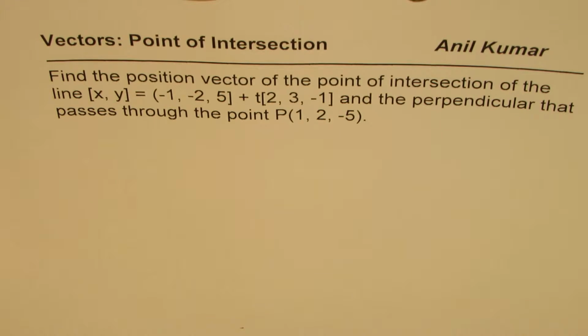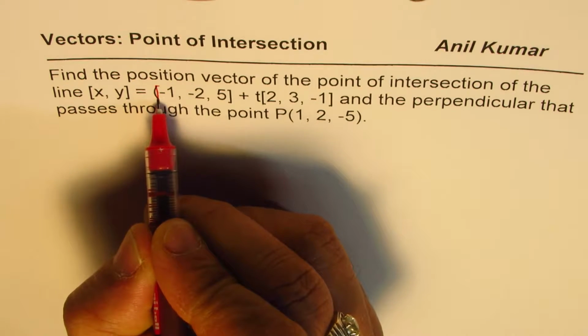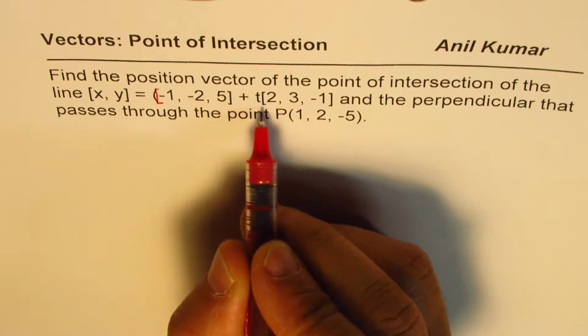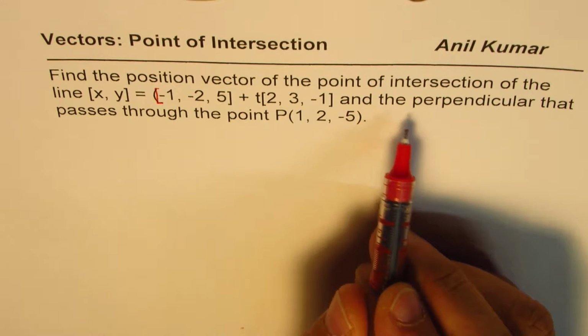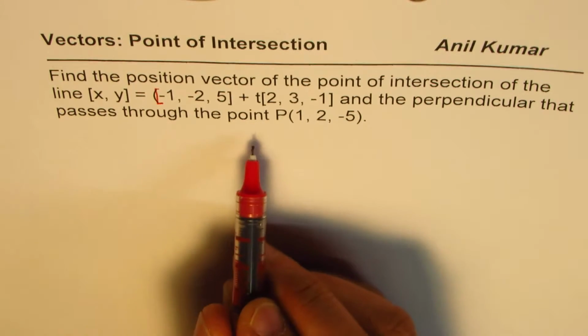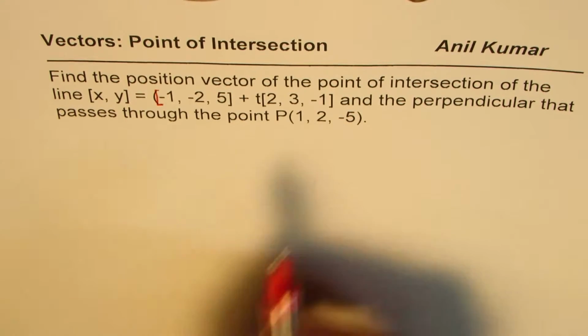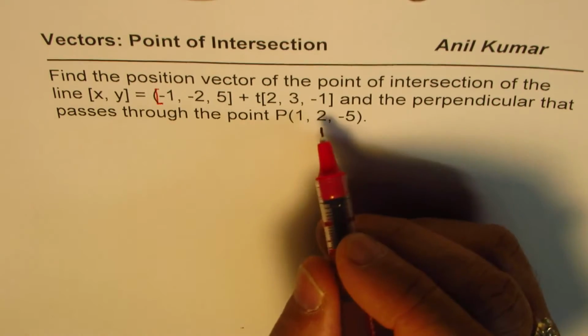The question here is, find the position vector of the point of intersection of the line r equals (2, -1, -2, 5) plus t times (2, 3, -1) and the perpendicular that passes through the point P (1, 2, -5). That means we are given a line.